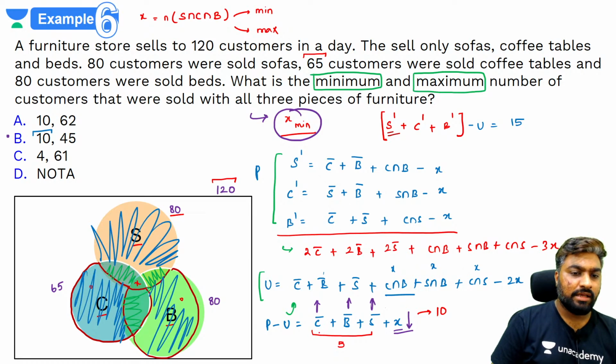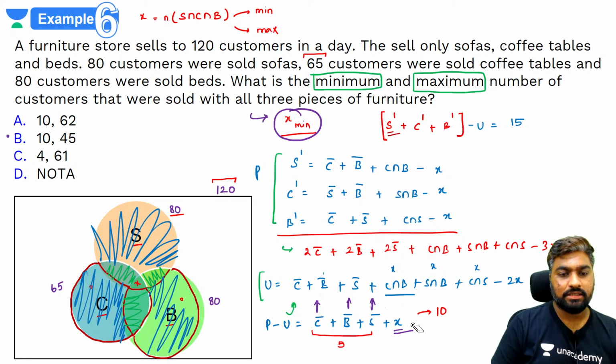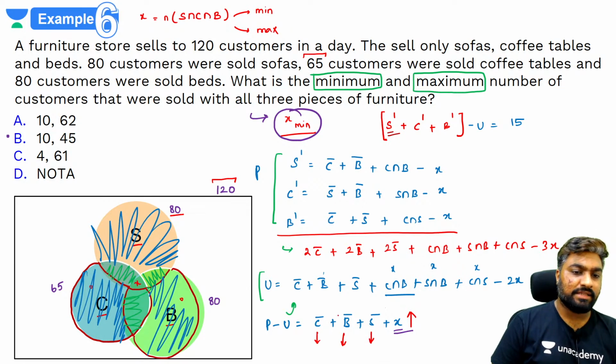Is it possible? People who buy only coffee tables, people who buy only beds, people who buy only sofas, right? 5. Is it possible, guys? Yes, no? You'll have to compare and check what's going on. Okay, if we compare with maximum, I think it'll make more sense. Let's go for maximum first. If this has to be maximum, these have to be minimum.